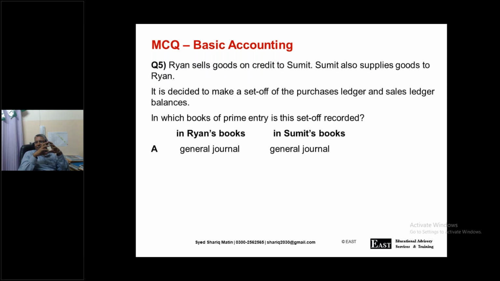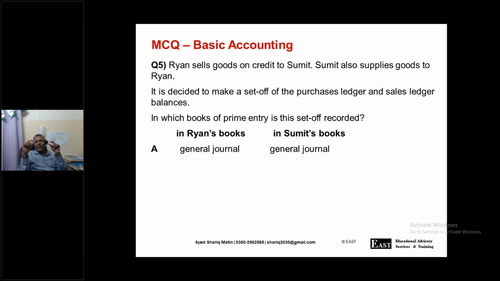Now, if you read it, Anusha, what the question says: Ryan sells goods on credit to Sumit. Sumit also supplies goods to Ryan. Meaning Ryan also decided on purchasing. Ryan decided to make a set-off of the purchases ledger and sales ledger balances.